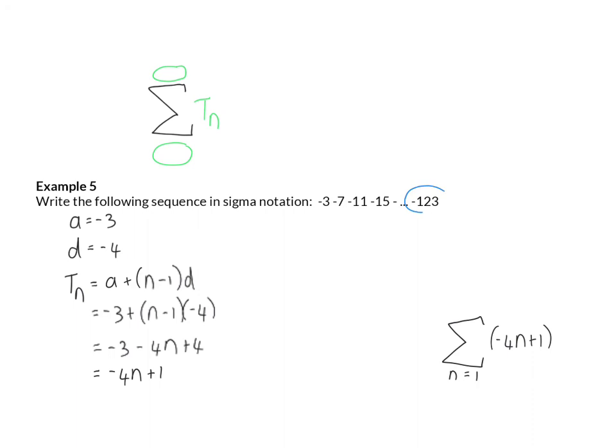And for that, we're going to have a look at the last term because we know the value of that term. So in my Tn formula, which is minus 4n plus 1, we know the value of the last term is minus 123. And now with algebra, we are going to solve this. If we now divide by 4, we will get n is 31. And that means we will end at term 31. And this is the sigma notation for this given sequence.